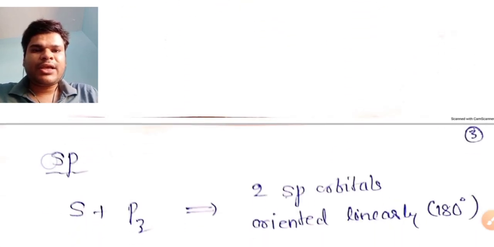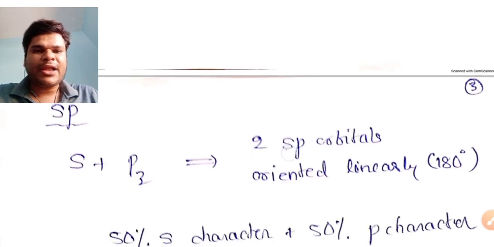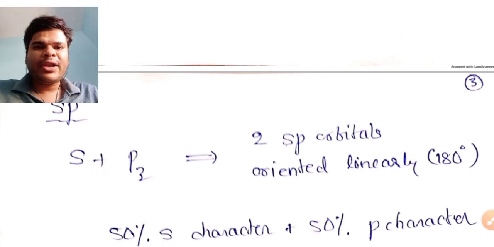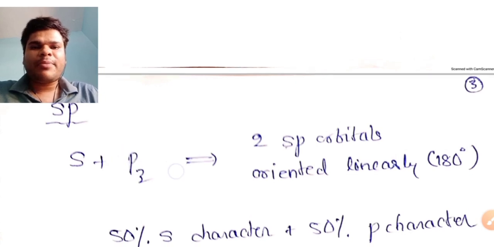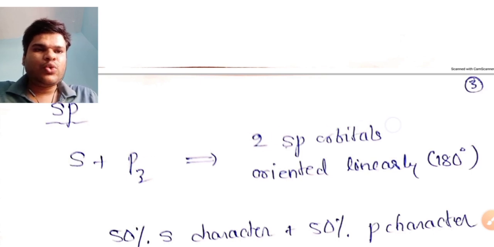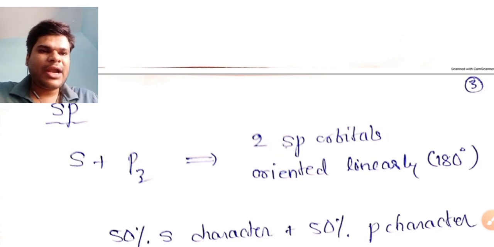Then next one, quickly we shall look at sp hybridization. In sp, one of the orbitals should be s, no doubt about it. Among px, py, pz, usually it will be taken as the pz orbital which undergoes hybridization with s to form sp hybridization. So 2 orbitals are involved, and 2 sp hybrid orbitals will be formed.